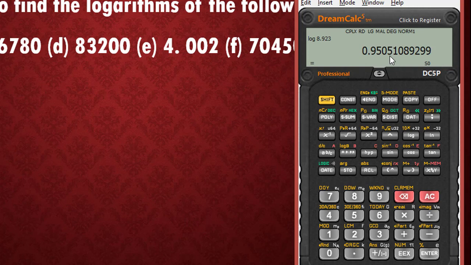In this scenario, if you look at the number after the 5 where we're supposed to stop our 4 figures, this number is 1, and the approximation of 1 gives 0. That means if you add 0 plus this 5, we'll still have 5 there. So our logarithm there will be 0.9505.